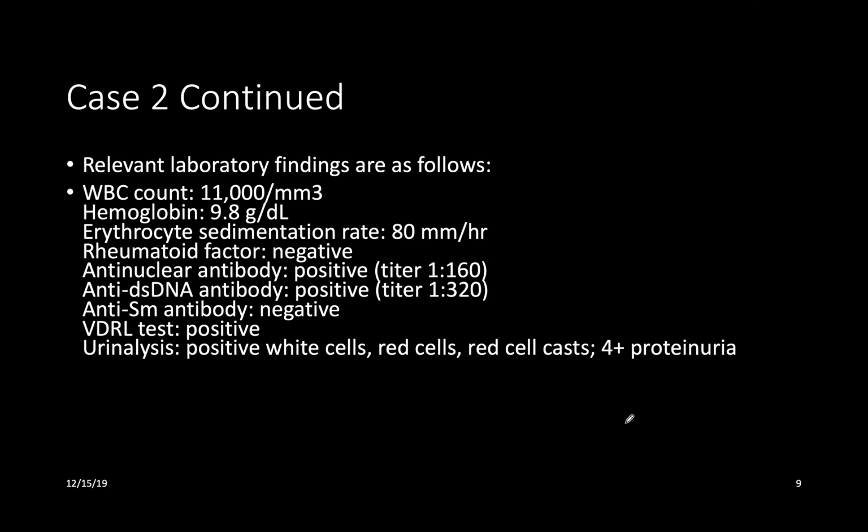So excellent job. So we do our lab work. What we find, CBC shows 11,000 for our white blood cell count. Hemoglobin's a little bit low. ESR is elevated, just like you said it would be. Rheumatoid factor is negative. Okay, so we can take out RA. Anti-nuclear antibody is positive. Anti-nuclear antibody, is this a helpful antibody test?